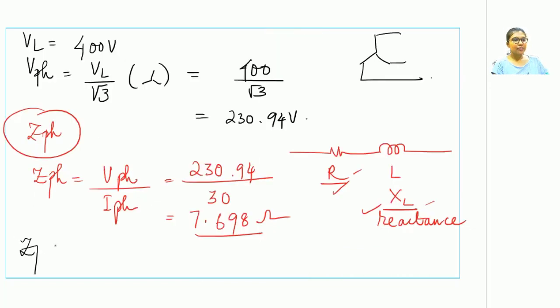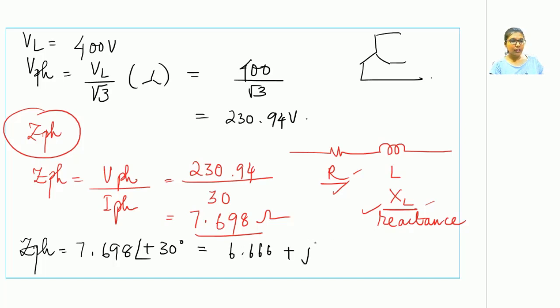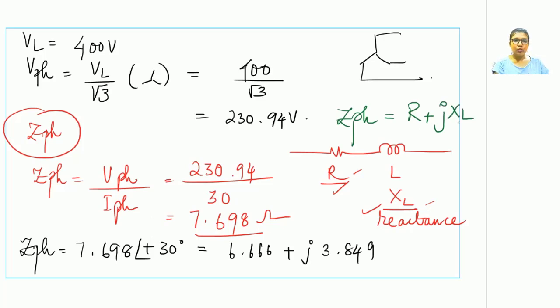Now rewriting this Z phase along with its angle, can we convert this polar form to rectangular form? Upon doing that, the values come out to be 6.67 plus j times 3.849. Now for a series RL circuit, what is the expression of Z phase? It is written as R plus jXL. Have we obtained the same form as this one? Can we equate both these values? So this becomes the value of R and this becomes the value of XL.